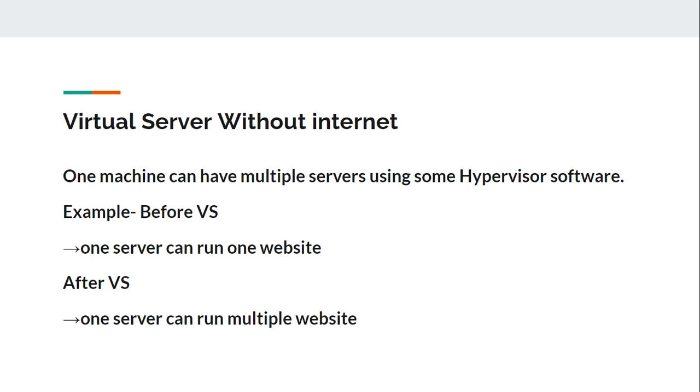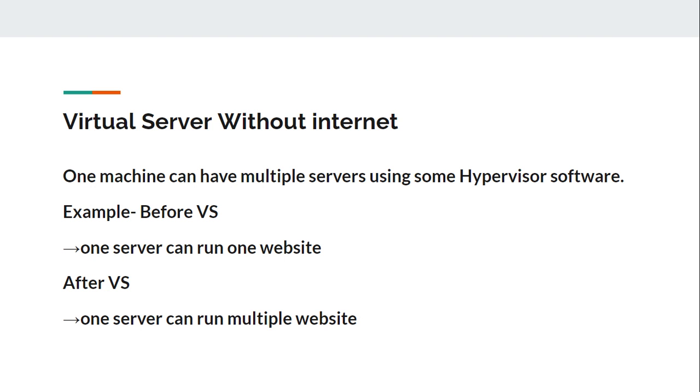What happened after some time? A new thing came into the picture, that is the virtual server, even without the internet. So what was happening before the virtual server? One server could run only one website. This is only an example so that you can understand what exactly a virtual server is. So before virtual servers, one server could run only one website. After virtual servers, one server can run multiple websites.